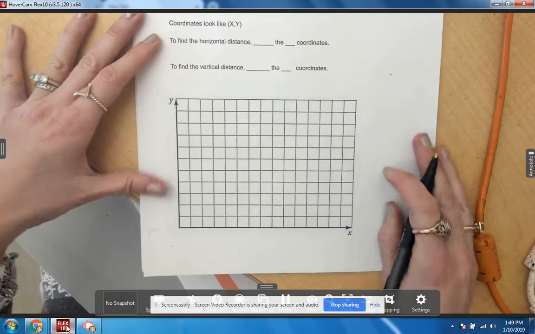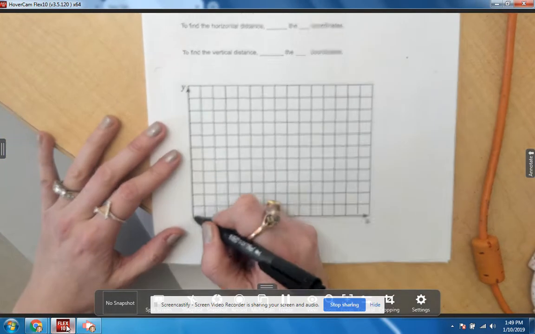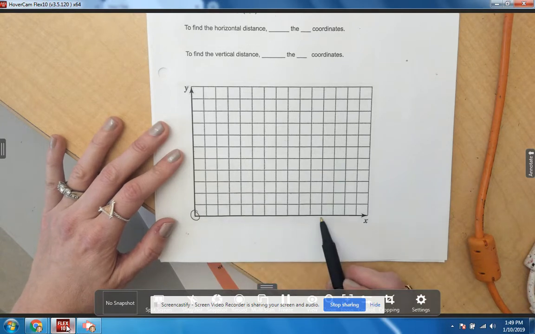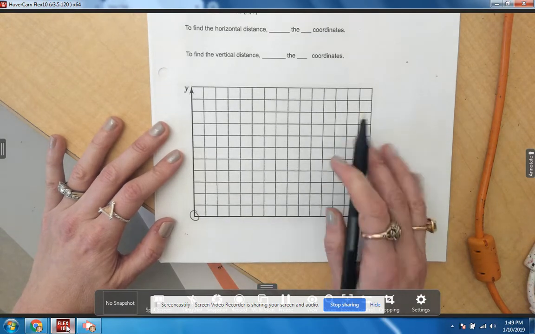So this is a coordinate plane. I'm sure you guys learned about this last year. So you start over here at the origin and you go to the right, however many spots it says, and then you go up. Okay?